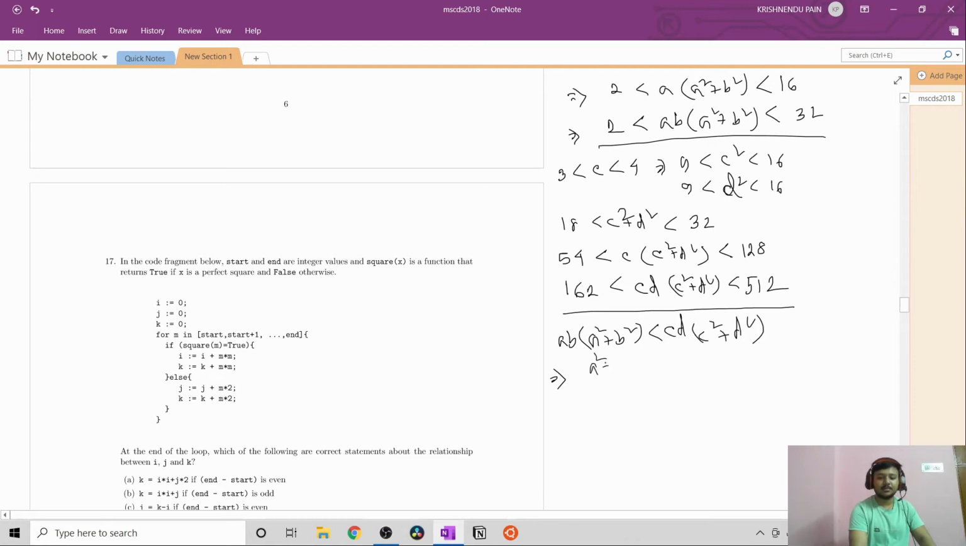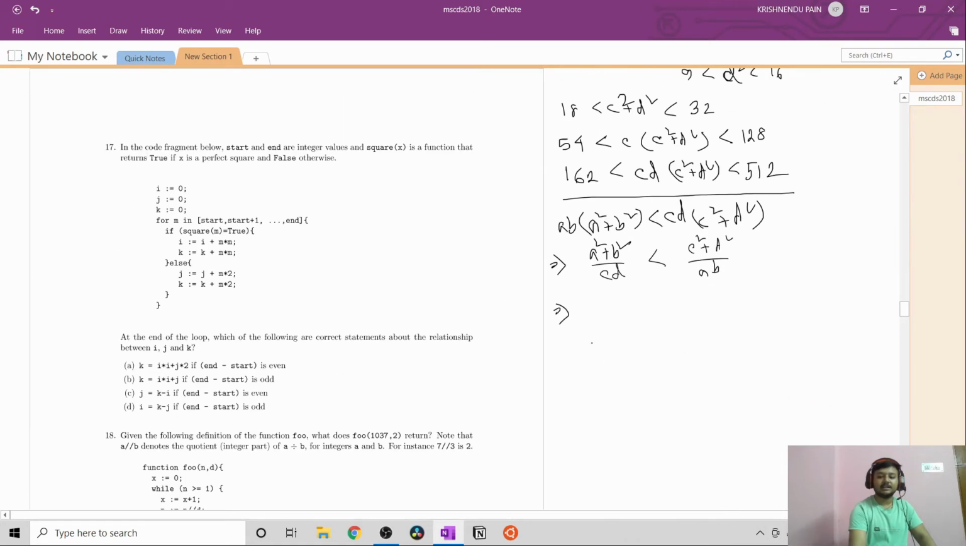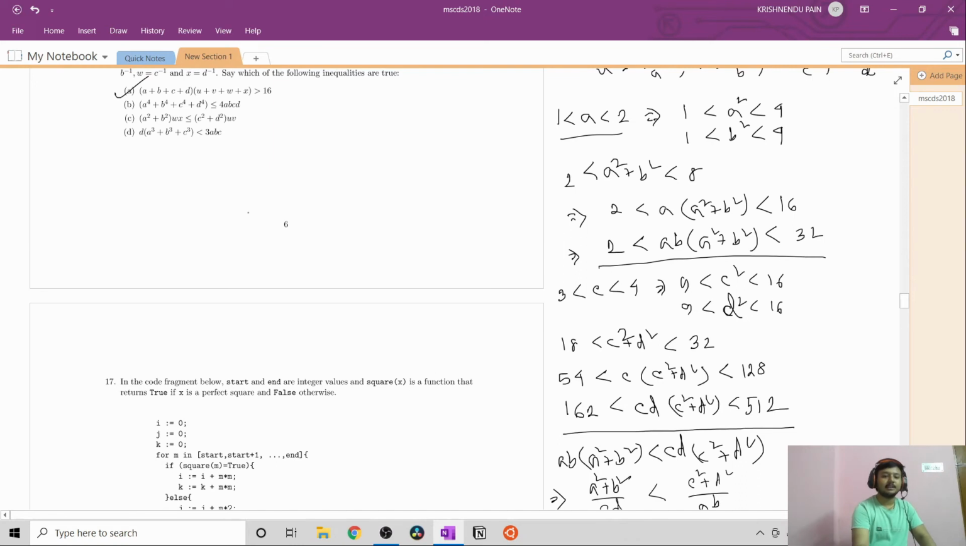So we'll get A square plus B square divided by CD is less than C square plus D square divided by AB. W equal to 1 by C, so C is equal to 1 by W, and for that this is applicable each way. So we can write this as A square plus B square into WX and C square plus D square into UV. So option C is also correct.